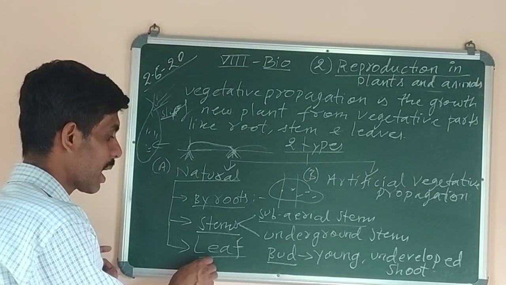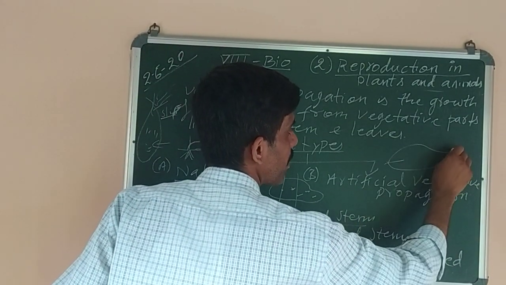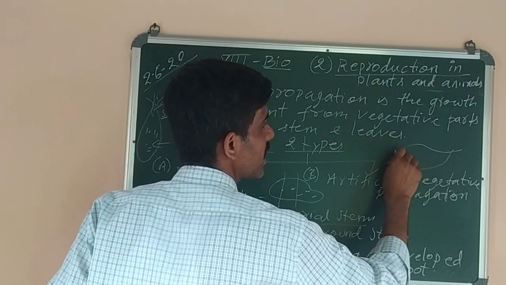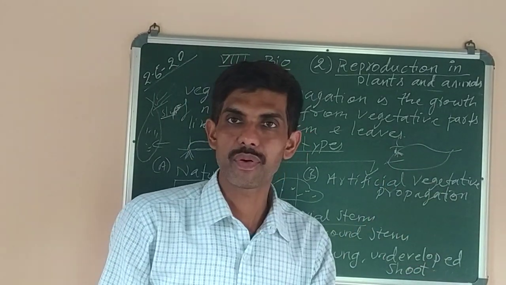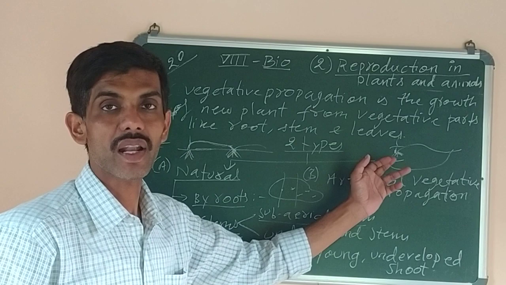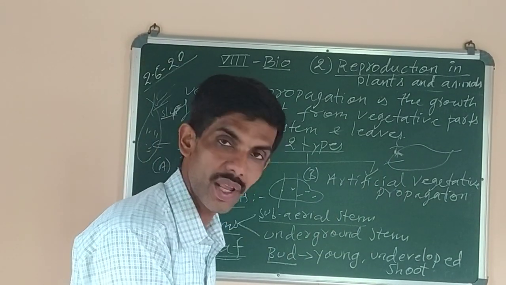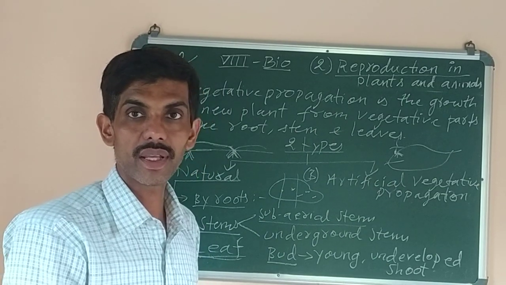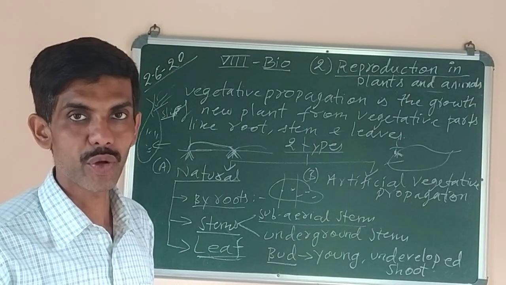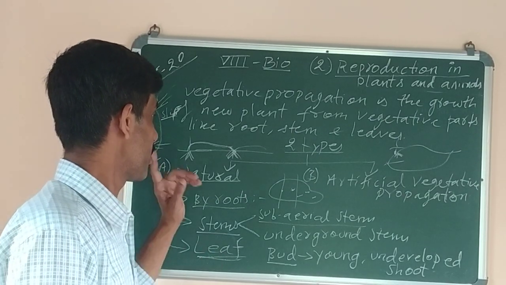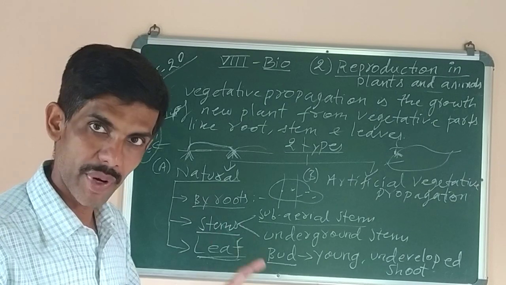Okay, an example of leaf is the Bryophyllum leaf. The margin of the leaf contains small baby plants. When these baby plants are fully mature, they are called plantlets. They will fall from the leaf to the soil, and once they get all the conditions, they will germinate into a new plant. So this type of natural vegetative propagation by leaf occurs in Bryophyllum.